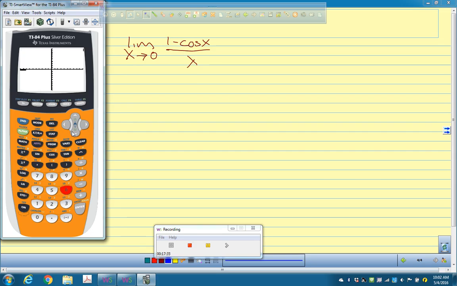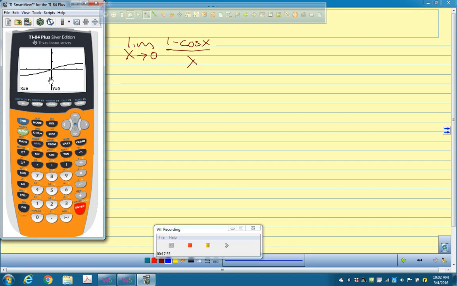That doesn't look very good, so you might zoom in. Let's try zooming in, because I'm trying to figure out what's happening at 0. What appears to be happening at 0? It goes through the origin. There might be a hole there, which there is, but you don't have to worry about it, because you're looking for the limit. You're not looking for the hole, right?